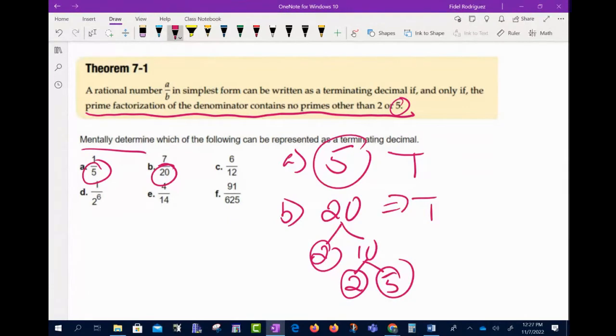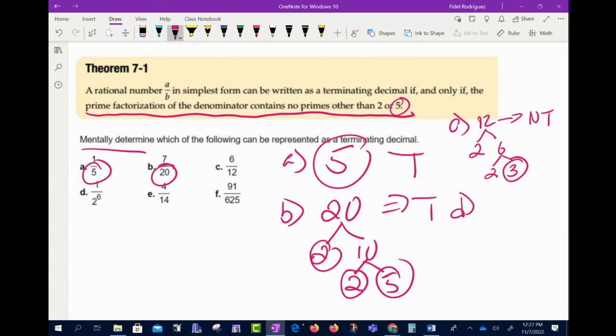Let's do part C. I see the number 12. What two numbers multiply to 12? 2 times 6, and we can break up 6 into 2 and 3. That's the problem right there. The only numbers that we want to have are 2s and 5s. Here we have a 3, so I'm going to put an NT. Why? It's not terminating, okay?